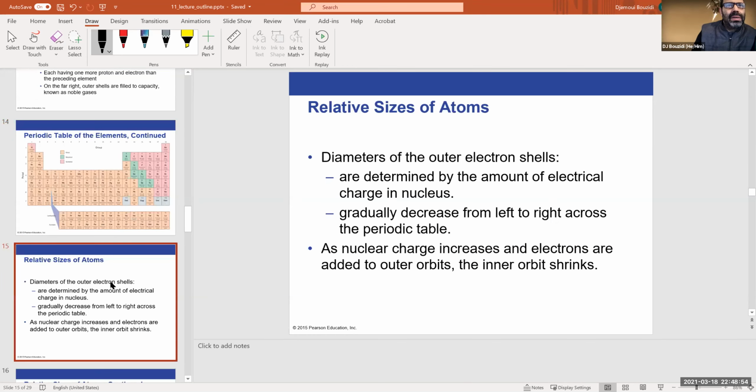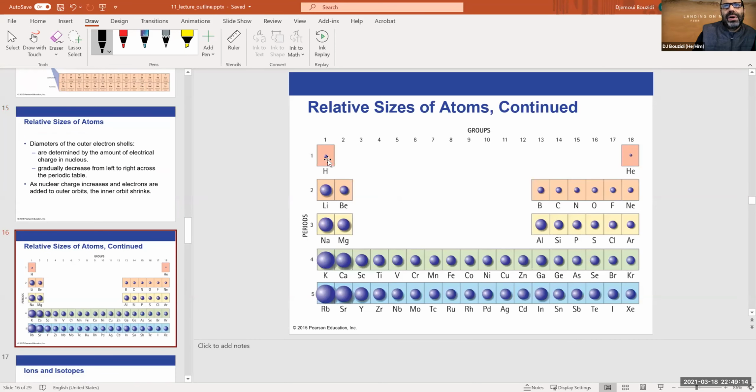Again, we talked about how the relative size of the diameter of the outer shell is determined by the amount of electrical charge in the nucleus, gradually decreasing from left to right across the periodic table. As nuclear charge increases and electrons are added, the inner orbit shrinks. So here is basically what's going on. With the hydrogen atom, you have an electron and a proton. With helium, you have two protons pulling on two electrons, so it's slightly smaller. As you go from lithium to beryllium, you have more and more protons pulling on more and more electrons. Electrons are lighter anyway, so they get pulled closer and closer until the size becomes smaller.